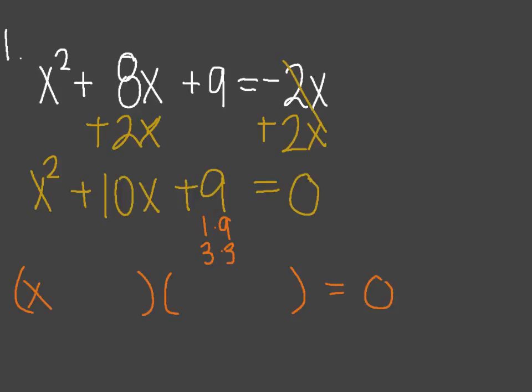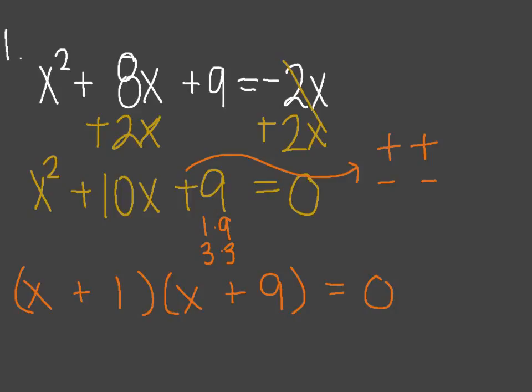I get x squared by x and x, and I ask myself what factors of 9 will give me a 10? 1 and 9. I know I need to multiply to be a positive, so that's a positive and a positive, or a negative and a negative. I want a positive 10 to be adding, so I'm going to do a plus and a plus.